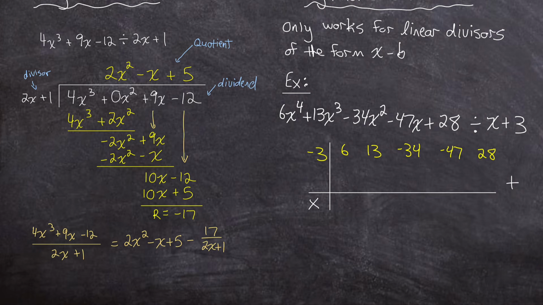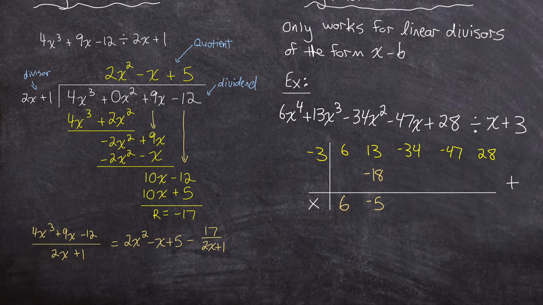Step 1, you take the first number in your dividend and you rewrite it at the bottom here. That's going to be the coefficient of the first term in our quotient. And then to get the remaining coefficients, we follow this process where we do negative 3 times 6 and write the answer in the next column. Negative 3 times 6 is negative 18. I then add the numbers in this column. 13 plus negative 18 is negative 5.